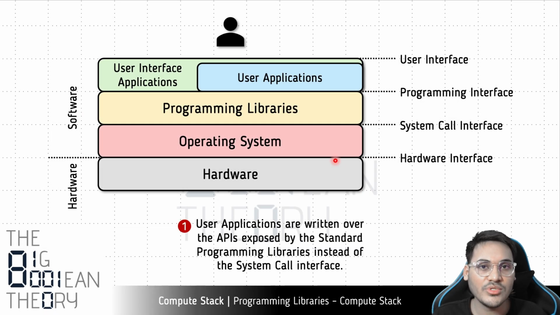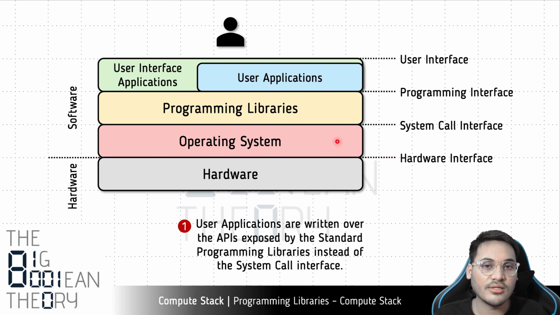This is the compute stack, and as you can see here we have the programming libraries. The programming library is a layer of software that sits between the user applications and the operating system. So as you can see, there are two layers of software between the user applications and the computer hardware. Ideally, the user application should run directly on the computer hardware, but as we know, this hardware interface is too complex to program, right?